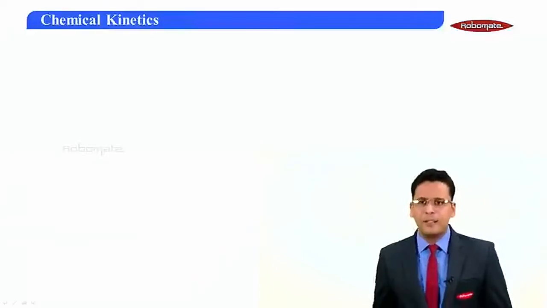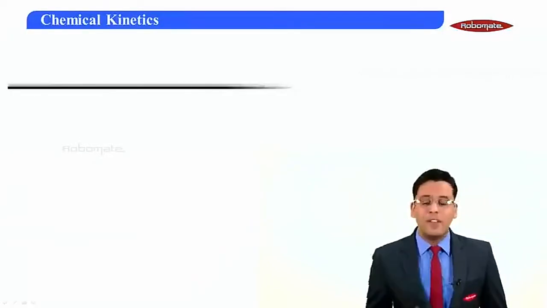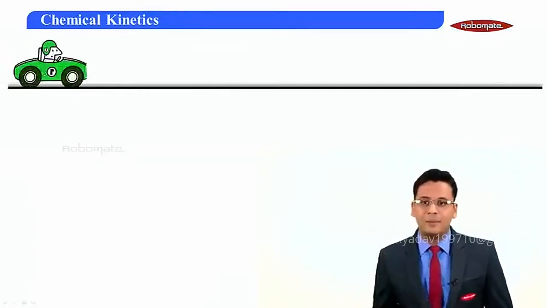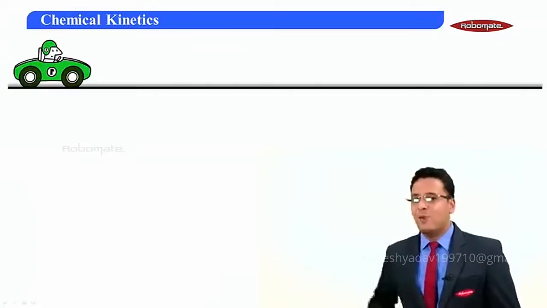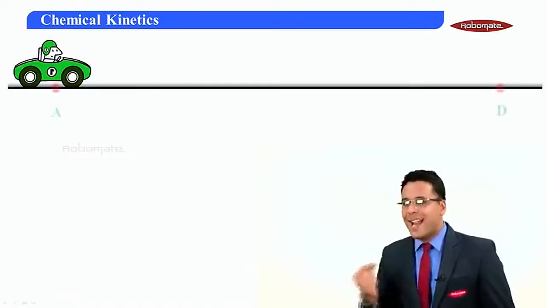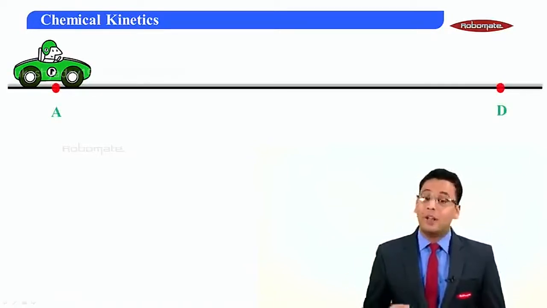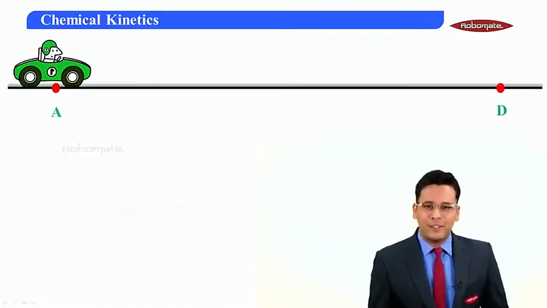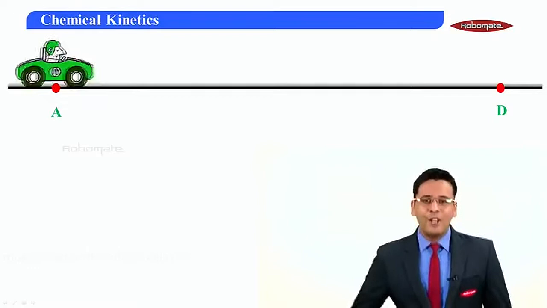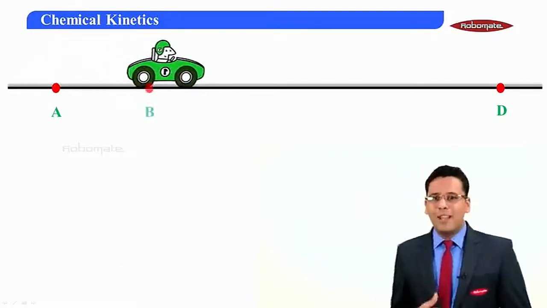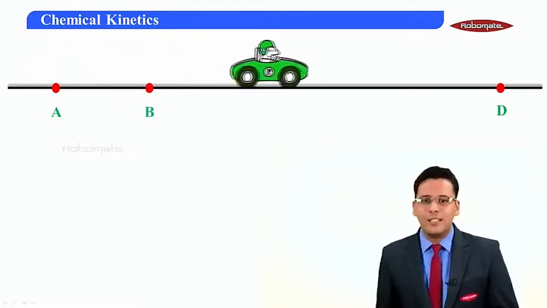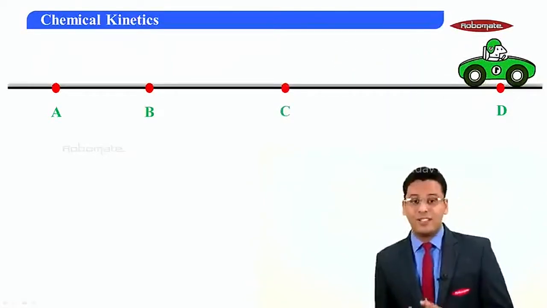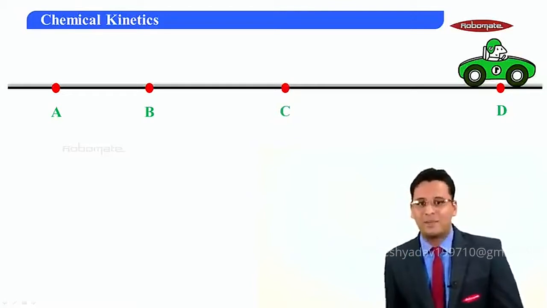But first, I want you to consider a highway. And on this highway, we have a vehicle. Say this vehicle wants to travel from point A to point D. While making this journey, the speed of the vehicle may vary due to various reasons. So as you can see, while making this journey from B to C, the vehicle goes very slow. And whoa, what was that? From C to D, it just zoomed past.